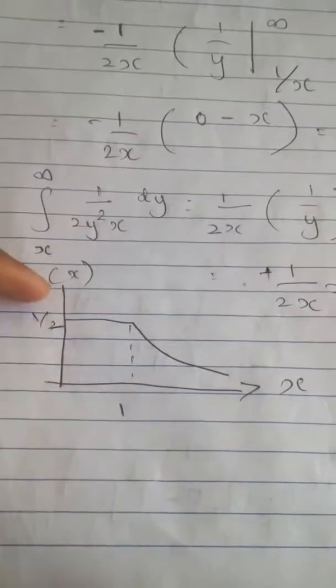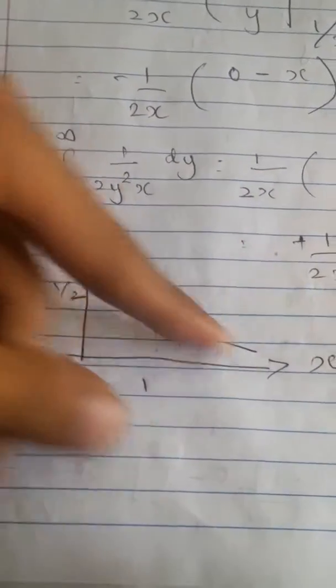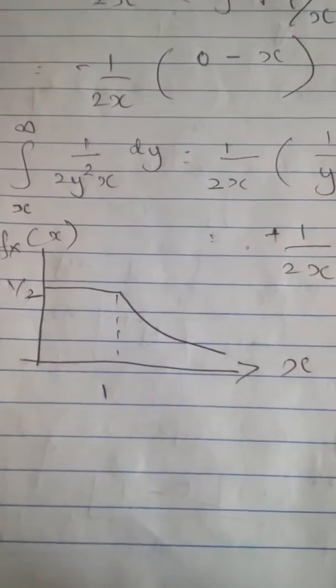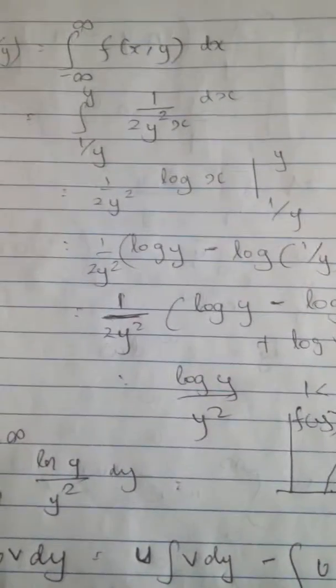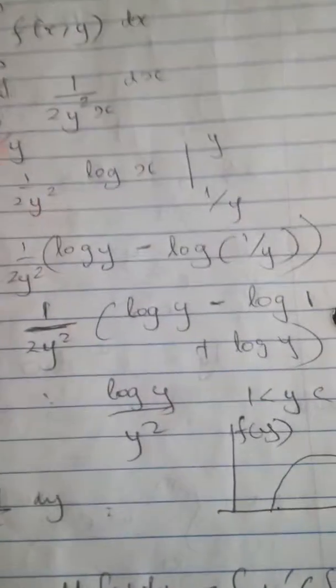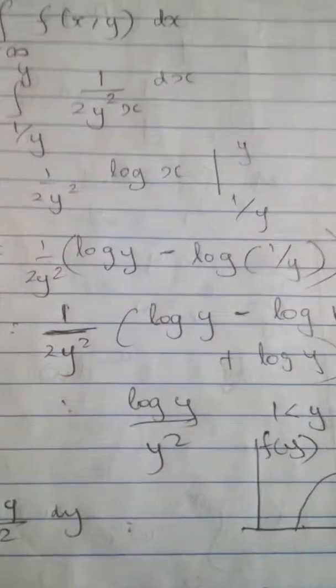Thus we plot f of x from 0 to 1 as half, and then it decreases. In order to prove it's a PDF, for f of x we have to integrate from minus infinity to infinity. The integral of f of x is equal to 1, which is proved, and similarly for f of y it is done. Thank you.